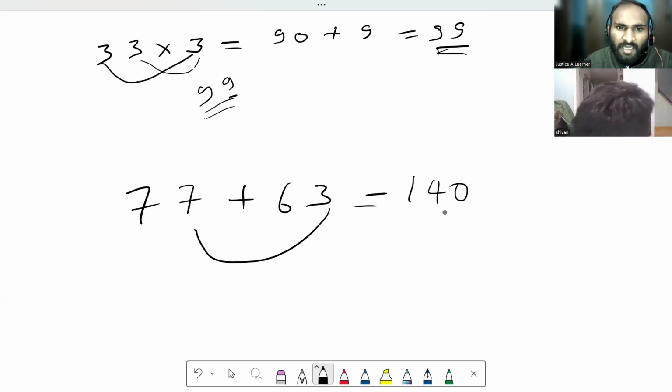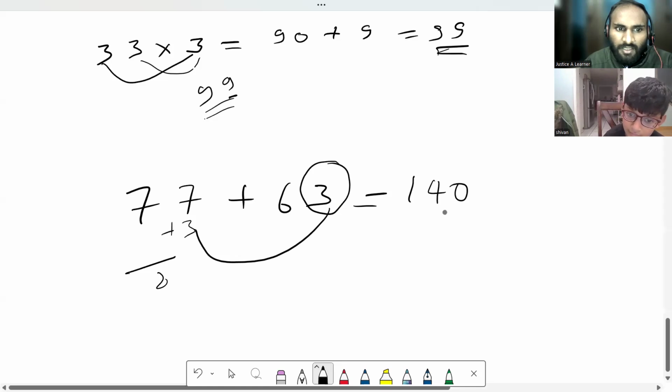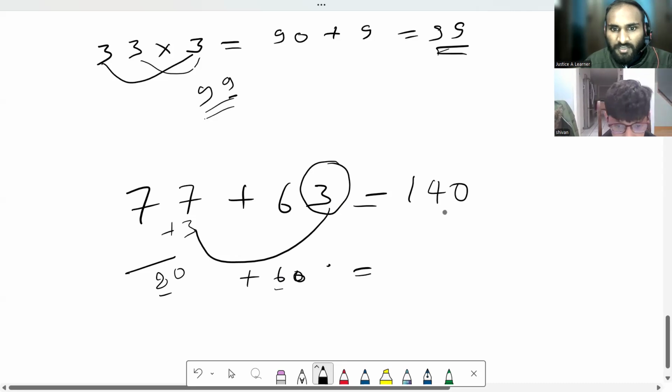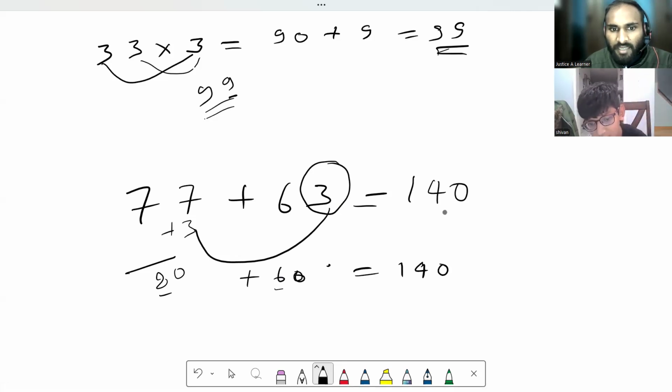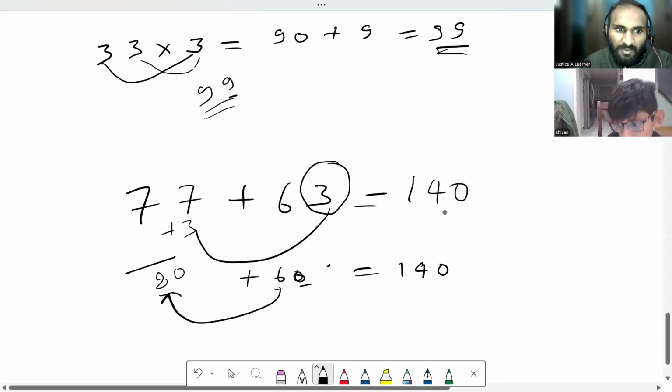We have 3 here, so we will give 3 to this. This will become 80, and this will become 60. So 8 and 6 is equal to 14, and at the end 0. So 140. And in this also there is another perspective, like 8 needs 2 to be 10.